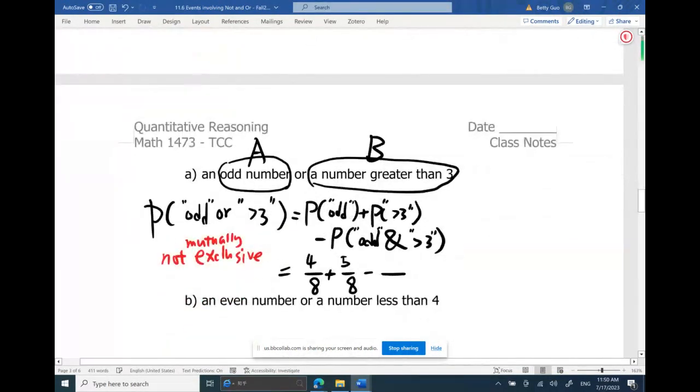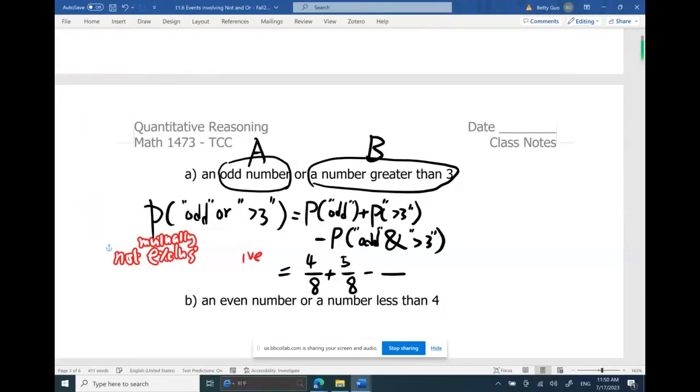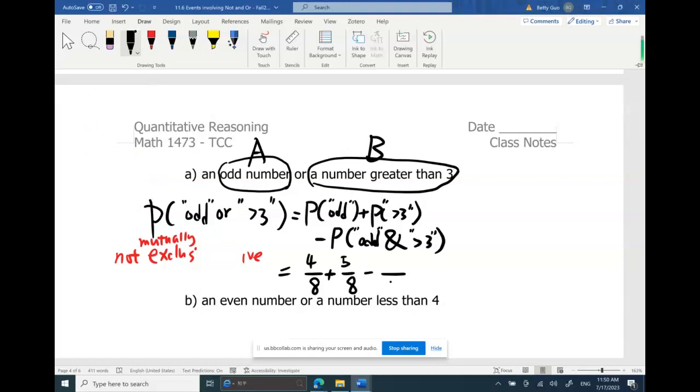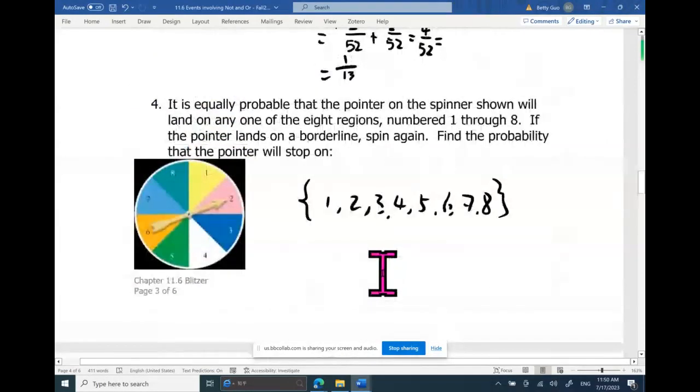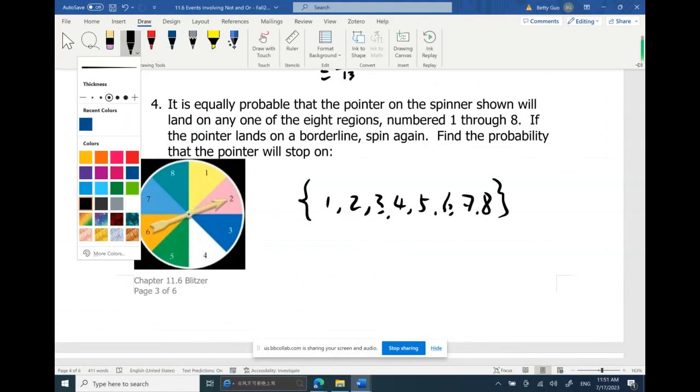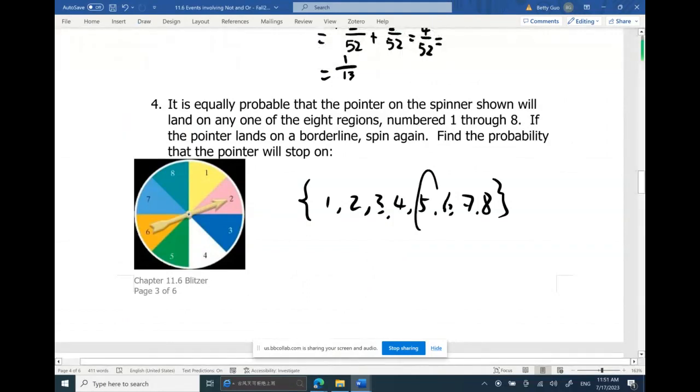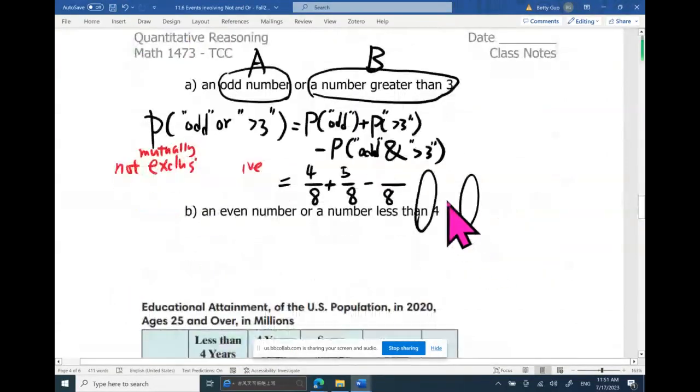And minus the probability of odd and bigger than 3. The denominator stays as 8, and the numerator is how many of the 8 regions are odd and bigger than 3. Let's see, bigger than 3 and odd. So we have this 5, this is 7. Five and 7, so 2 of them, right? So we have 2 here.